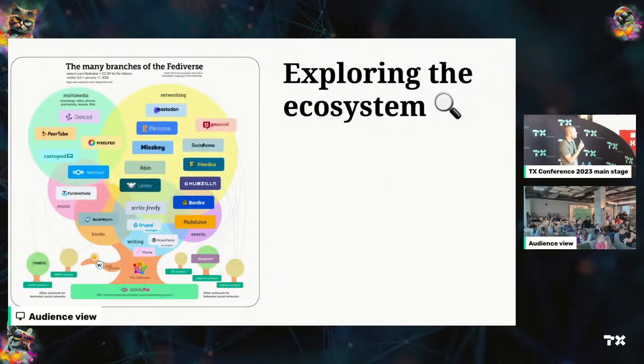Okay, so this is an overview of all the platforms that we have available. Most of the platforms, at least the most popular ones, speak the ActivityPub protocol and are members of the Fediverse. They are divided into groups: multimedia, networking, music, books, events. All of them form the Fediverse. We have already mentioned Mastodon at the top in networking, but it's not the only one. There are so many of them.